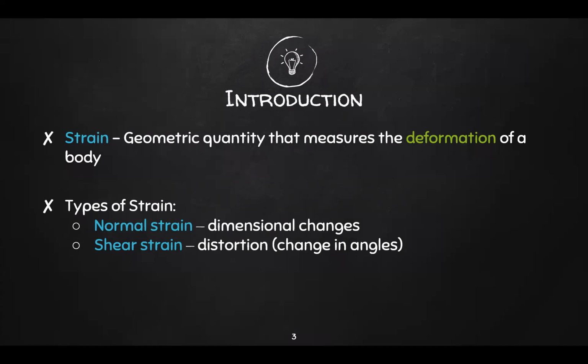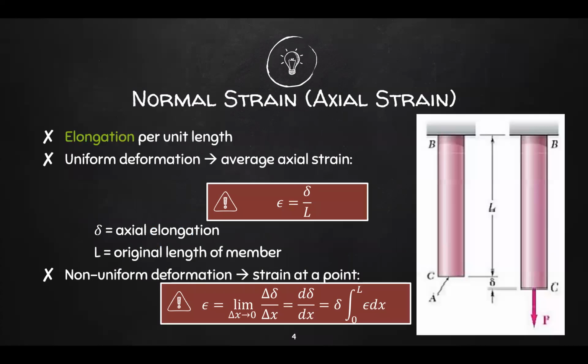There are two types, your normal strain and shear strain. So we're going to start with normal strain first. It's dimensional changes, while shear strain is distortion or change in angles. So let's focus on normal strain first. There. So normal strain is also known as axial strain.